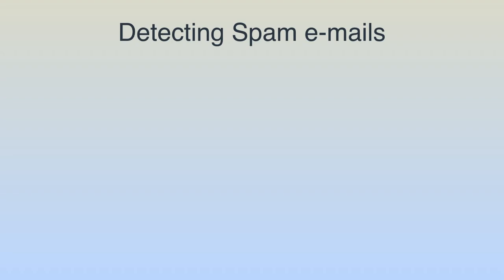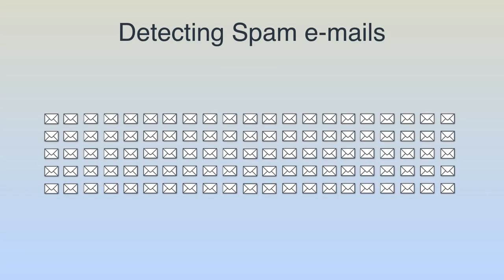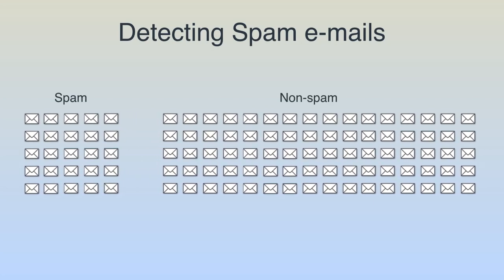Okay, so let's move to the next example. In this example, we're going to build an email spam detection classifier. So something that will tell us if an email is spam or not. And how do we do this? We do this by looking at previous data. The previous data is 100 emails that we've looked at already. Out of these 100 emails, we have flagged 25 of them as spam and 75 of them as not spam.